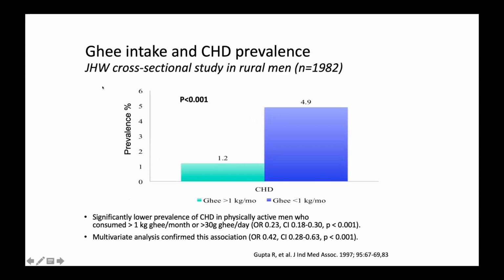So this Jaipur Heart Watch was a small study, but a very good study, done by Dr. Rajiv Gupta. It has shown a significantly lower prevalence of coronary heart disease in physically active men who consumed more than 1 kg of deshi ghee per month, or more than 30 gram of deshi ghee per day. There was a great difference, almost 5% difference in coronary heart disease, in a sufficient number, around 2,000 patients in the rural population.